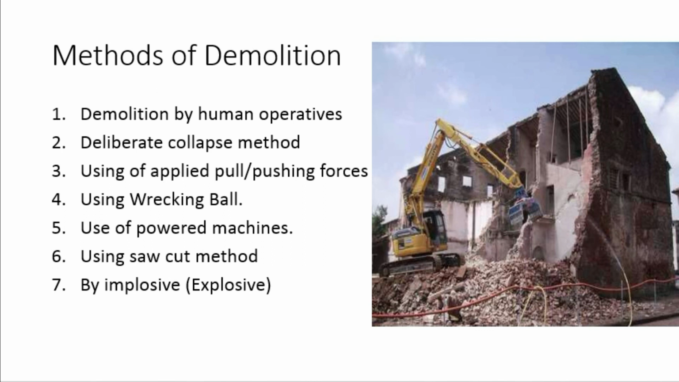Here you can see the different methods of demolition by human operating. All the humans are used in the demolition. Deliberate collapse method. Third one, using applied pull or push forces, use of wrecking ball, use of powered machine, use of saw cut, or method by explosion.